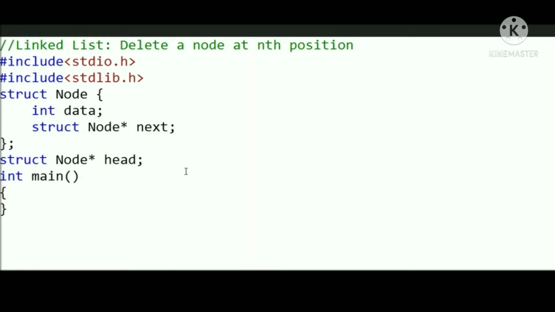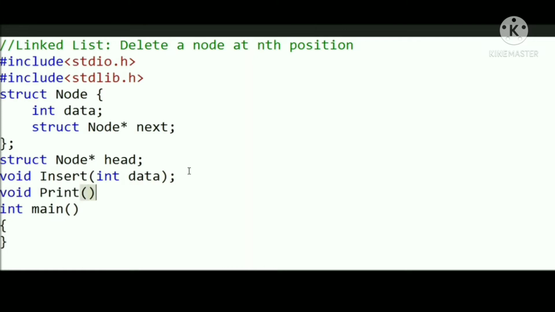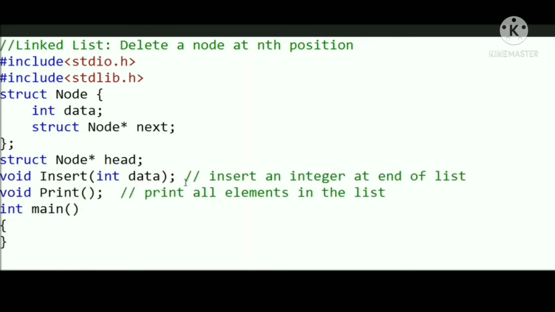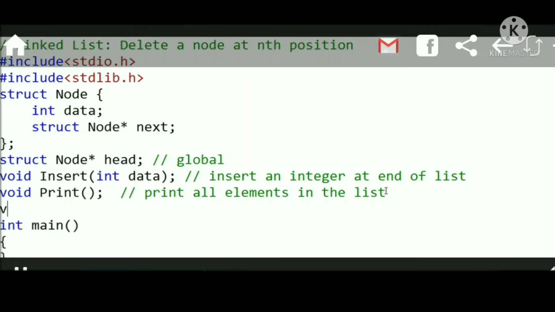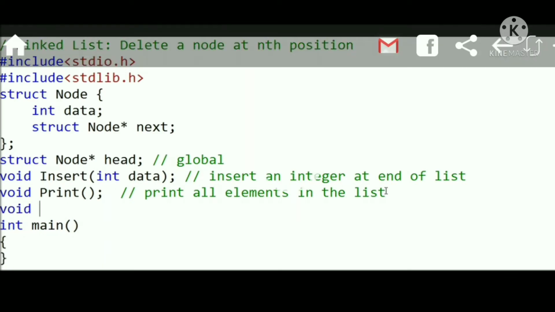And now I want to define 3 functions. First, an insert function that will take some value, some data to be inserted into the list, and always insert this value at the end of the list. Then I want to define a print function that will print all the elements in the list. We have defined this variable head as a global variable, so it will be accessible to all these functions. And the third function that I want to write is delete, that will take the position n of the node to be deleted and delete the node at that particular position.